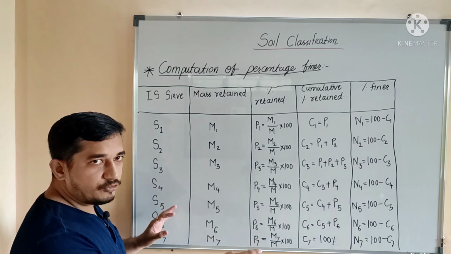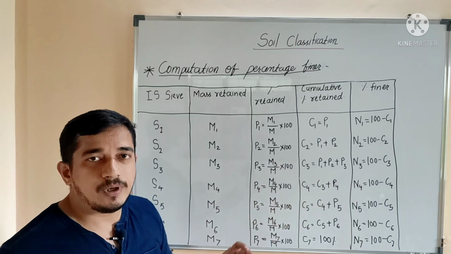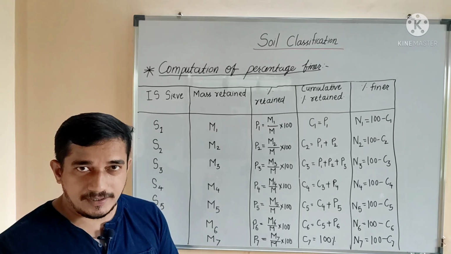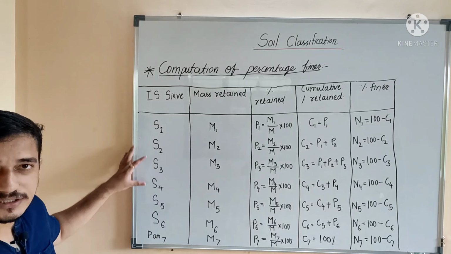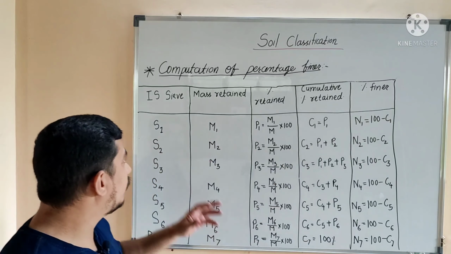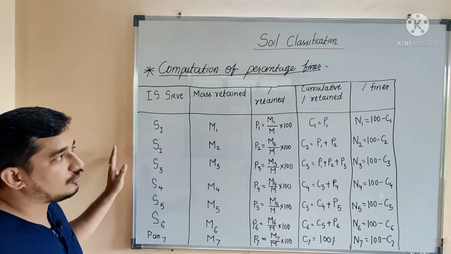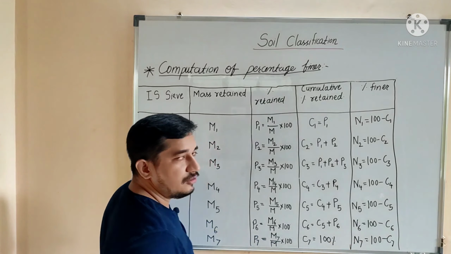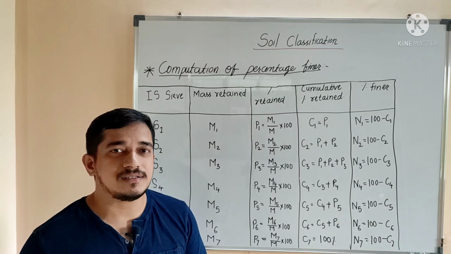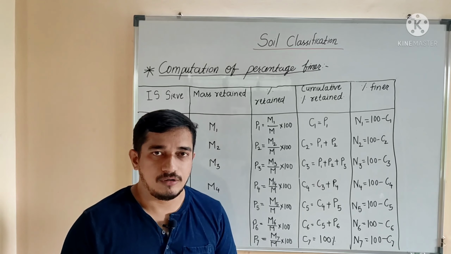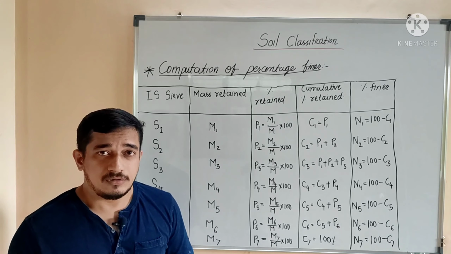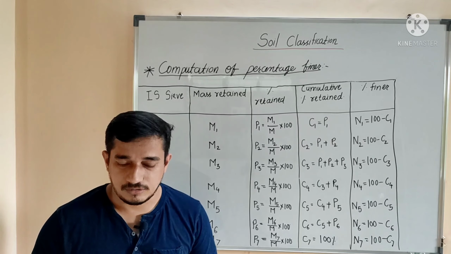So depending on this report or depending on this analysis, we will plot the particle size curve or gradation curve. So for that we will require the particle size, that is nothing but the IS sieve sizes, and then the percentage finer for that particular sieve. Okay, so depending on these two columns, we are going to plot the gradation curve or particle size analysis curve or particle size curve. Okay, so that's all about percentage finer, and that's a little about the particle size curve or gradation curve.